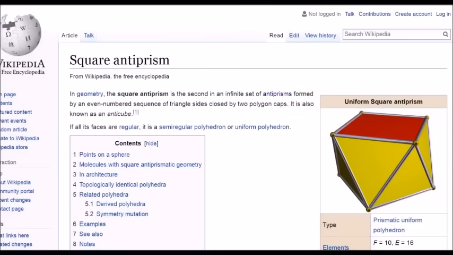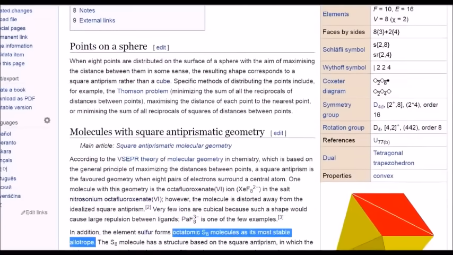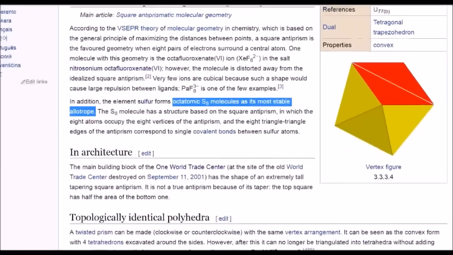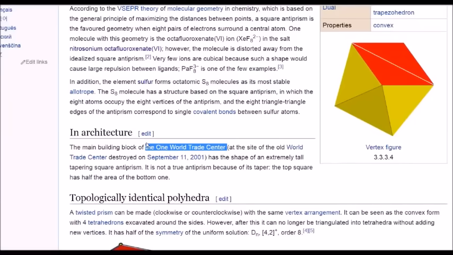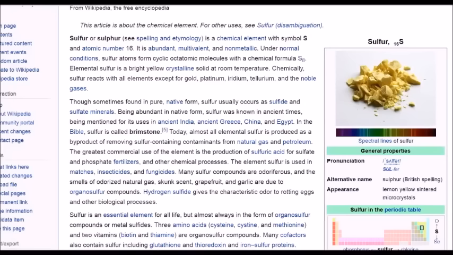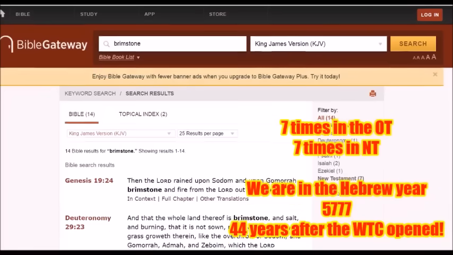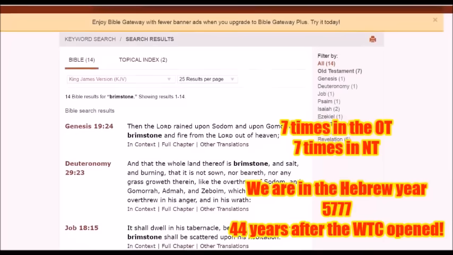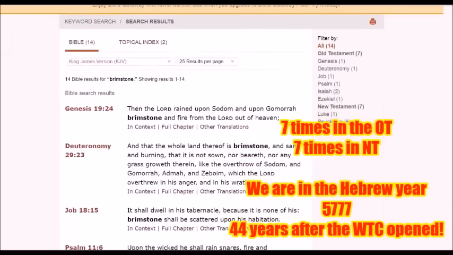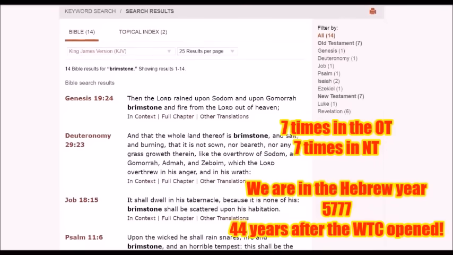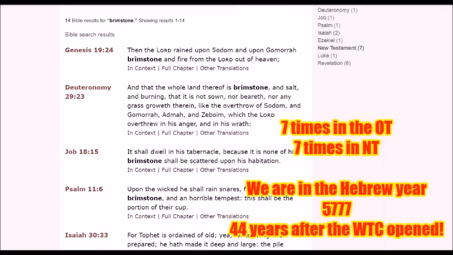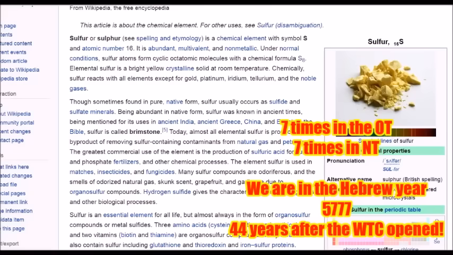This is the square antiprism, the very same shape as the One World Trade Center. But it also is the shape of the element sulfur. Brimstone, mentioned 14 times in the Bible. The very first time mentioned to bring about judgment to Sodom and Gomorrah. You cannot make this up.